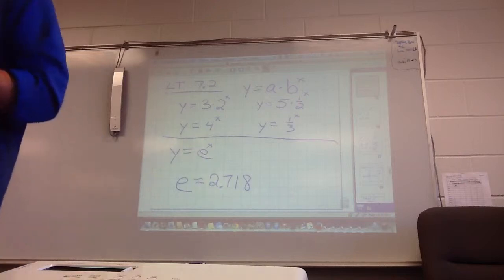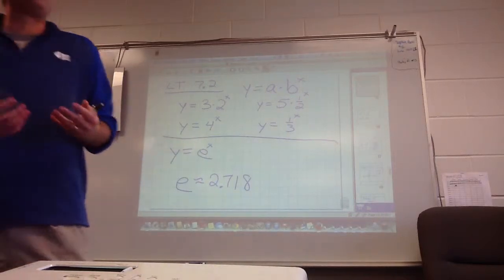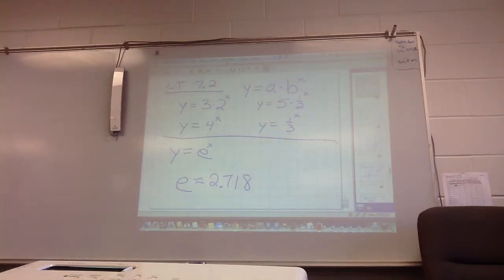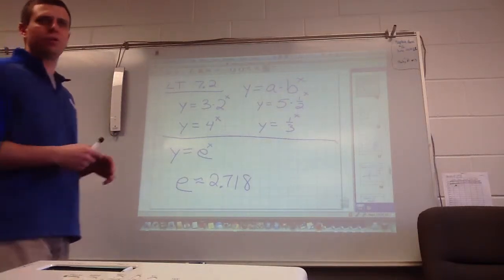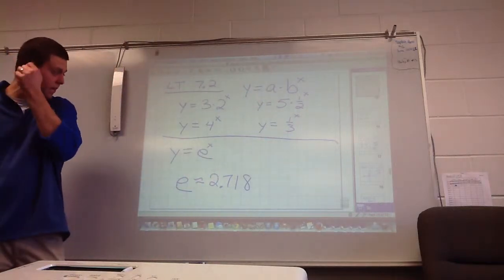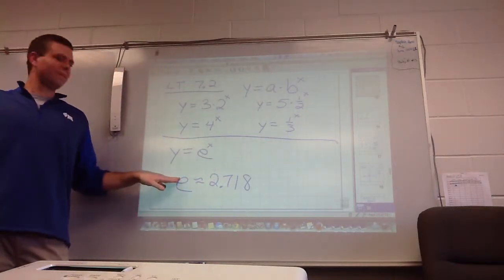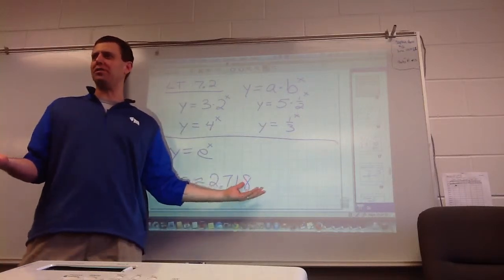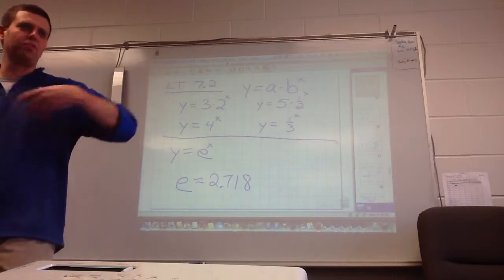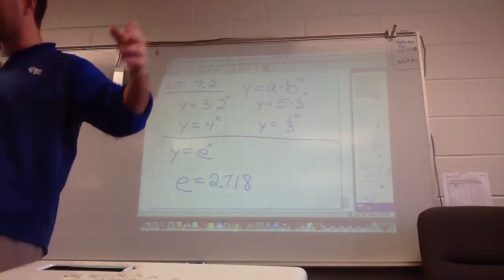Anyway, E is this number that ends up showing up a lot in exponential equations, and so E is another number that we will use a lot, especially in this chapter when it comes to exponential growth and decay. Here's what you need to know. E is about 2.7 something. You don't need to memorize a whole bunch of decimal places.